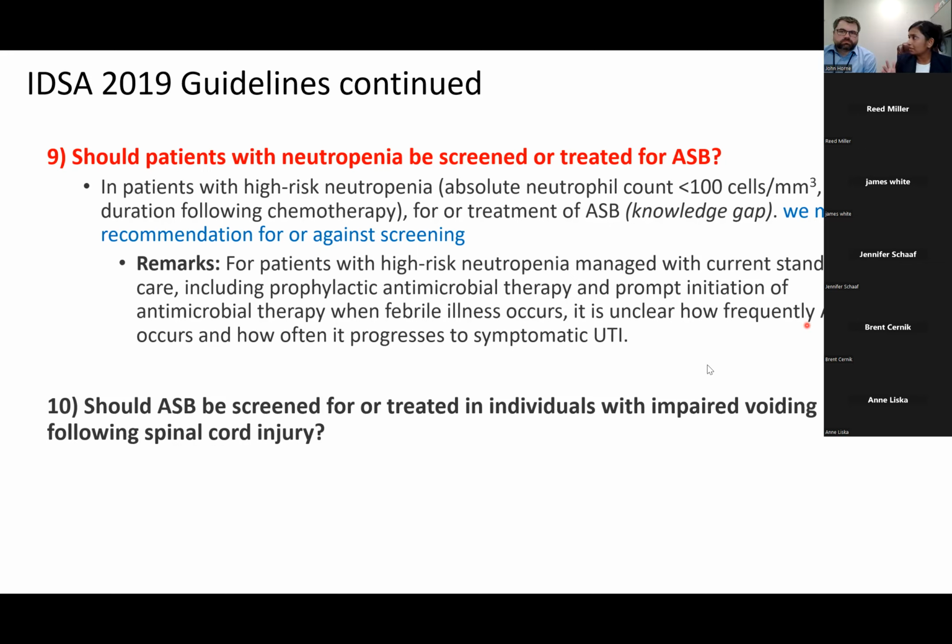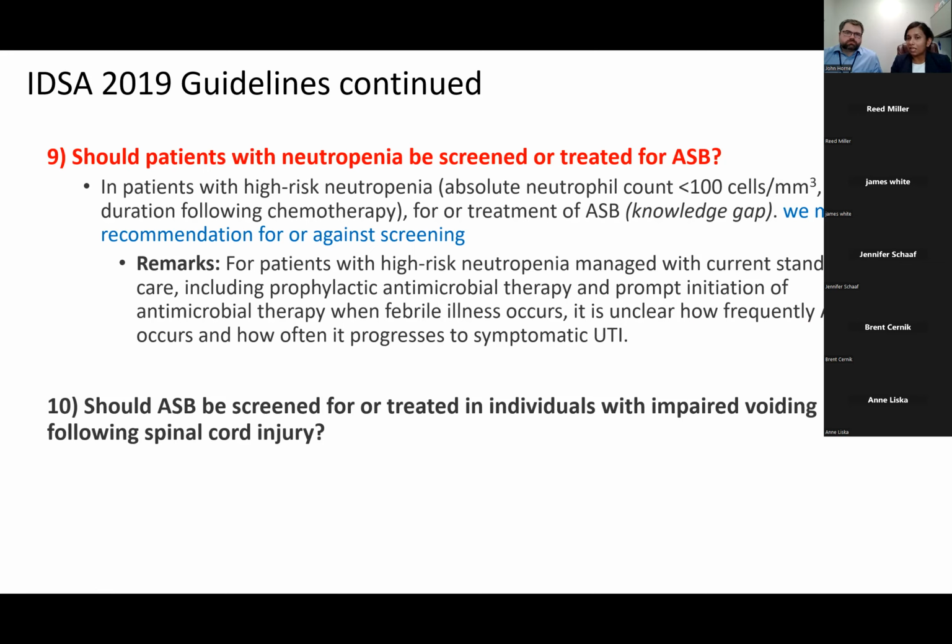So this data is still not very clear, and I think here we have to use judgment. If we do have a high risk patient with neutropenia and you're very concerned, in those cases you could consider it. But what they say is their remarks are for patients with high risk neutropenia, managed with current standard of care, including prophylactic antimicrobial therapy and prompt initiation of antimicrobial therapy when they are fevering. It is unclear how frequently asymptomatic bacteriuria occurs and how often it progresses to symptomatic UTI.